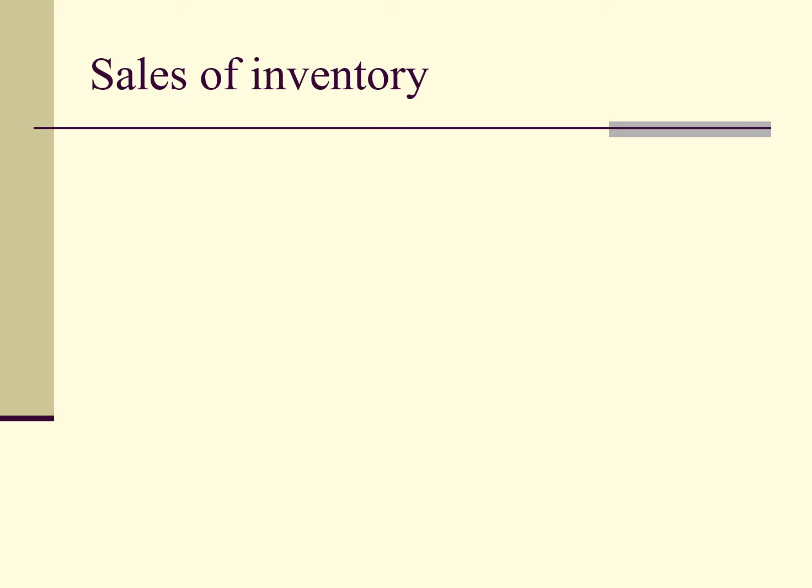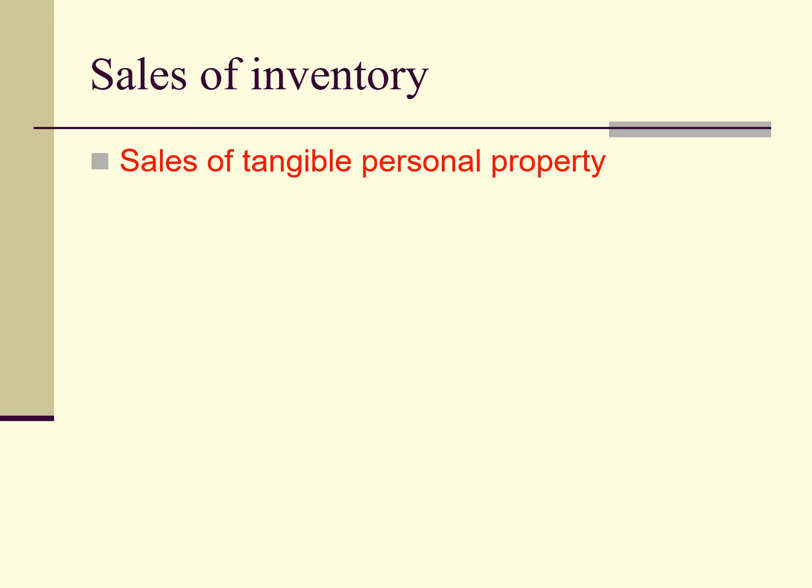Let's talk about sales of inventory first. It should be fairly simple to determine when a company is selling inventory, if that inventory is tangible personal property. Such inventory can include hardware and softcover books and box software. More difficult is digital content, such as downloaded software and digital books, audio, and video. We will discuss digital content later in this lecture.